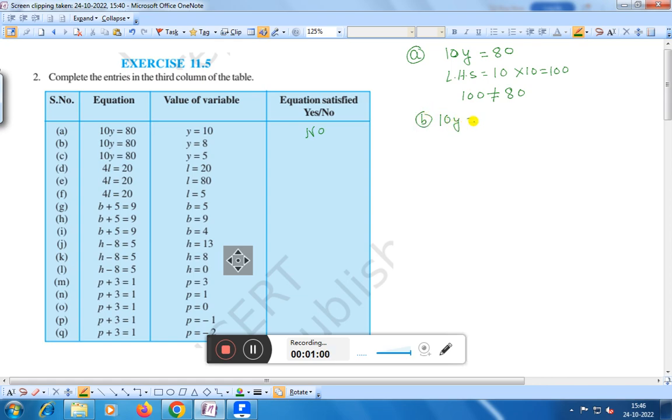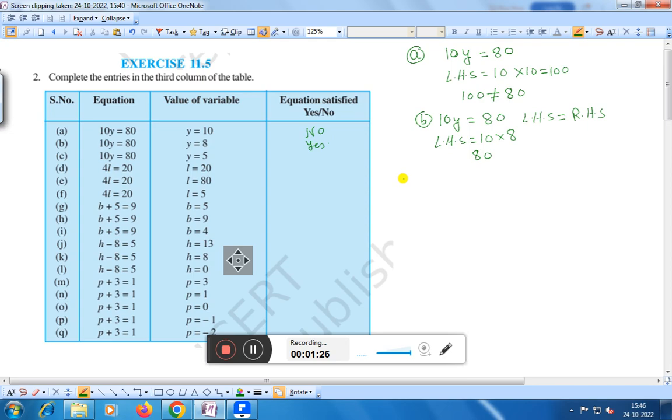Now B. B is 10y equal to 80. Left hand side is equal to 10 into y. What is the value of y? It is 8. 8 times 10 is 80. That means LHS, left hand side, is equal to right hand side. Therefore, this equation is satisfied. Therefore, the answer is yes.